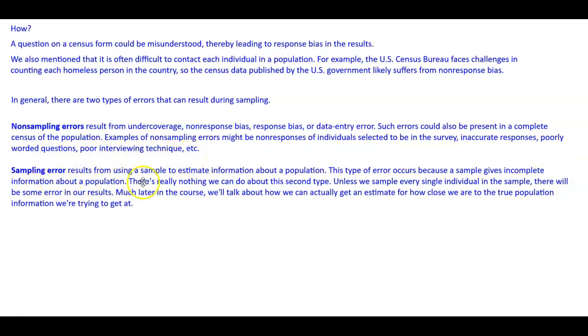Sampling error results from using a sample to estimate information about a population. This type of error occurs because a sample gives incomplete information about a population. There's really nothing that we can do about the second type. Unless we sample every single individual in the population, there will be some error in our results. And so much later in the course, we'll talk about how we can actually get an estimate for how close we are to the true population information we're trying to get at.